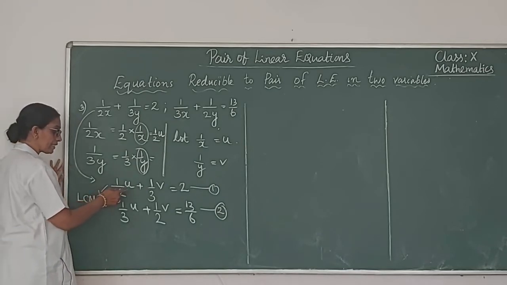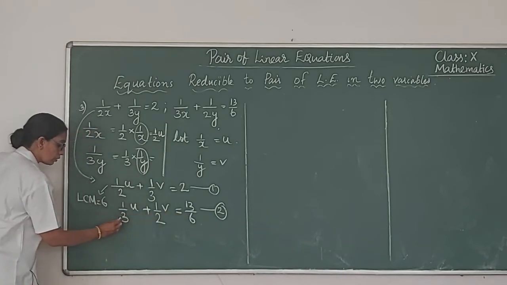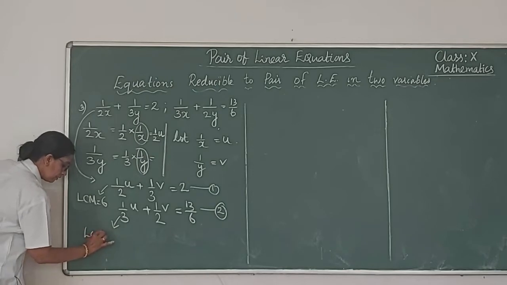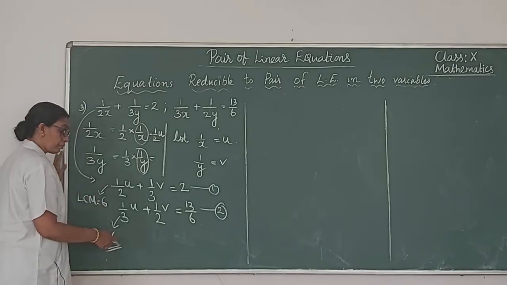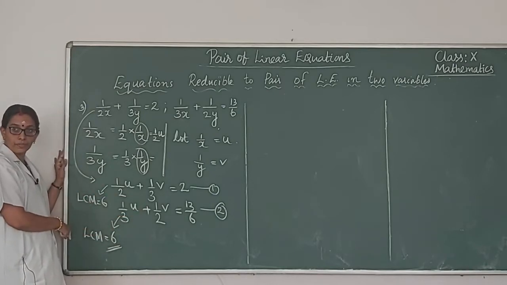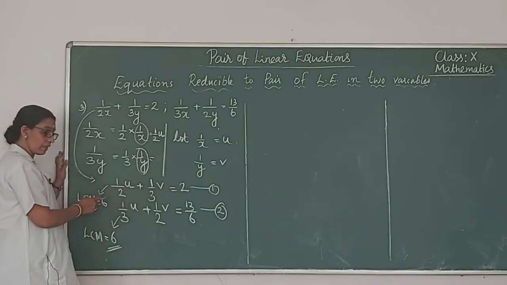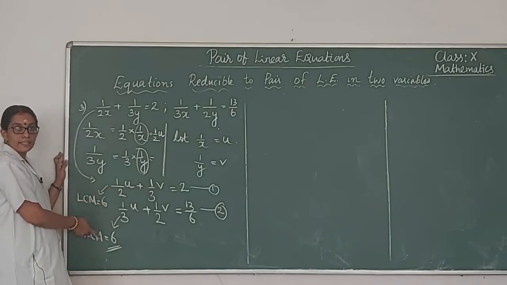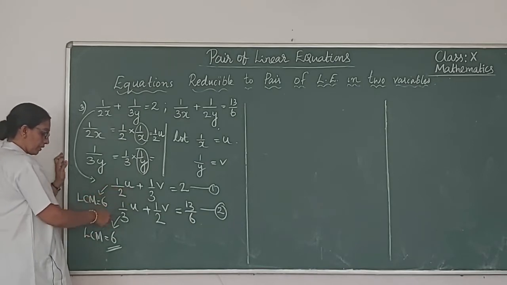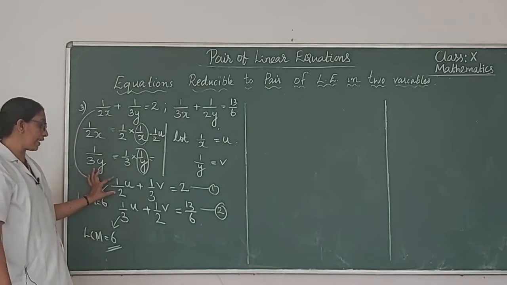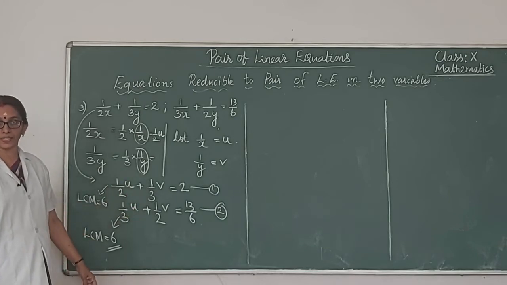We have to multiply each and every term by this 6. For the second equation also, the LCM of 3 and 2 is 6. In some questions you will get different LCMs. Here in both the equations the denominators are 2 and 3, that's why we are getting LCM as 6 in both cases. So we have to multiply both the equations by 6 to avoid the rational form of coefficients, for easy calculation.